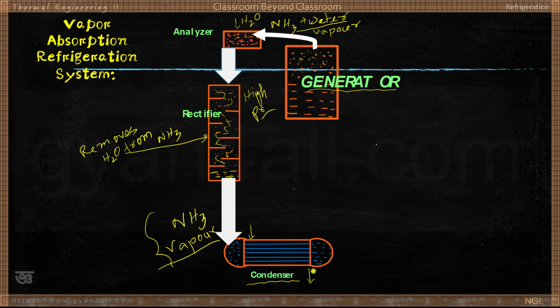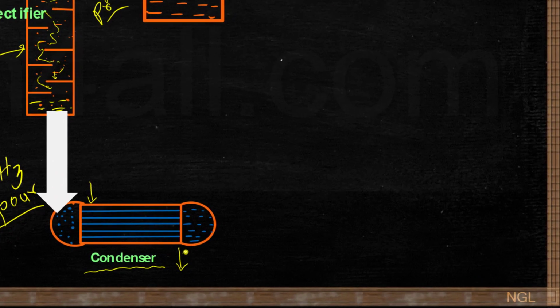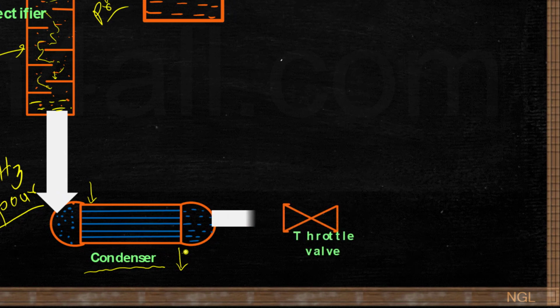So this pressure has to be reduced, or it has to be expanded. That is done by an expansion valve. We also call it a throttle valve, but basically its function is expansion. We call it an expansion valve, and a throttle valve is an expansion valve. So what is the function of the expansion valve or throttle valve? To reduce the pressure. It will reduce the pressure and we will get low pressure.